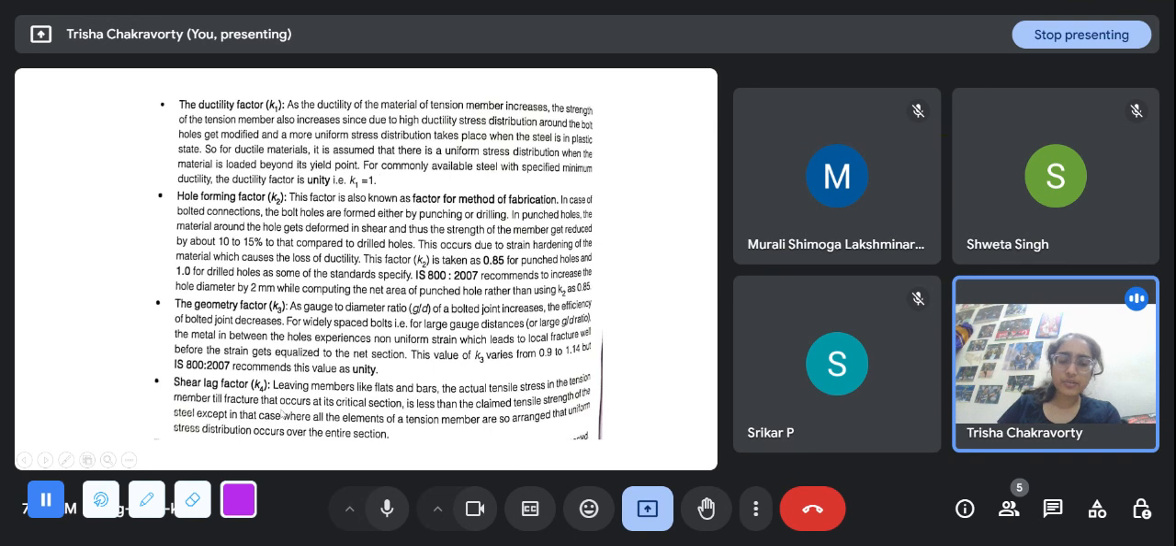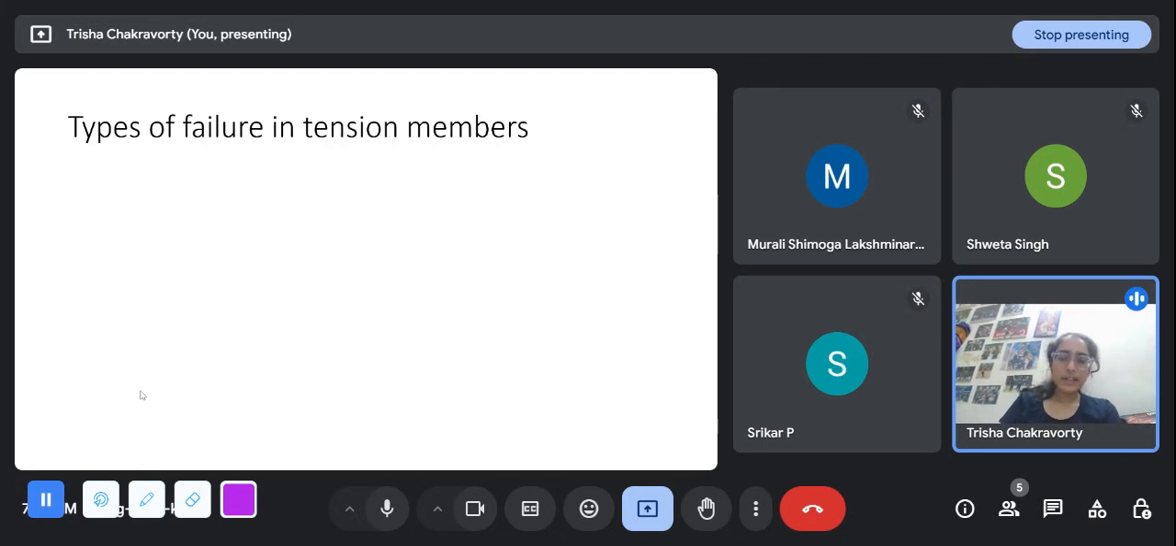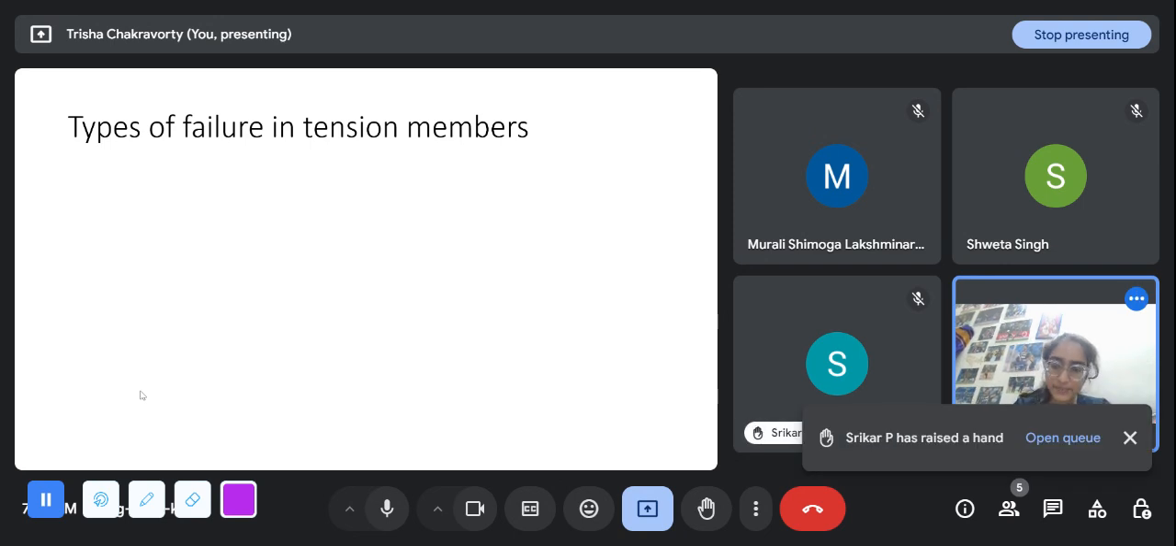So for angles and for T sections, there is a shear lag factor that has quite a complicated calculation. We will see that next class when we look at some examples of this topic. Now we look at types of failure in tension members. When we have to design a member, we always start with looking at the modes of failure. Then we calculate the capacity of the section in each of those modes.